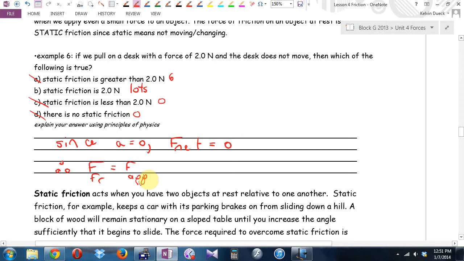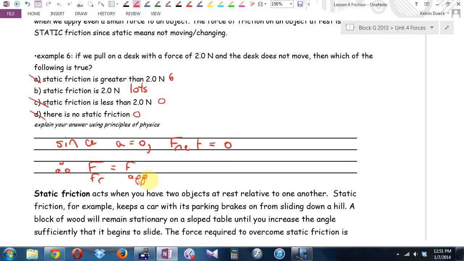So static friction acts when you have 2 objects at rest relative to one another. Okay? As an example, Dan, you want to hold your calculator, but get your hands up off the desk. I'm going to lift the desk. Hold your calculator. Grab your pen. So I'm going to lift this table up, and this is not going to slide. Now gravity is pulling it down the hill, but there's enough friction between this binder and the table, static friction because it's not moving, to hold it in place.